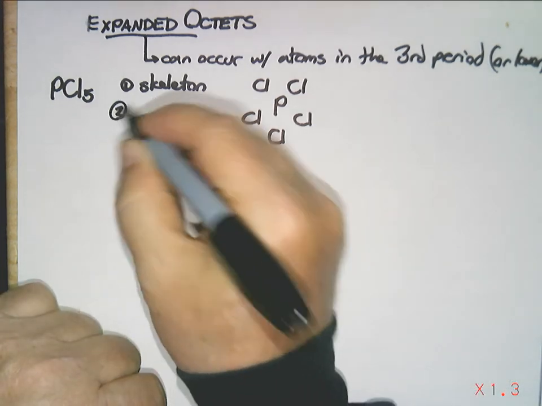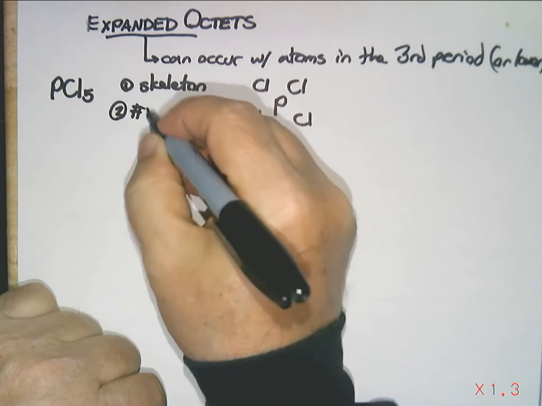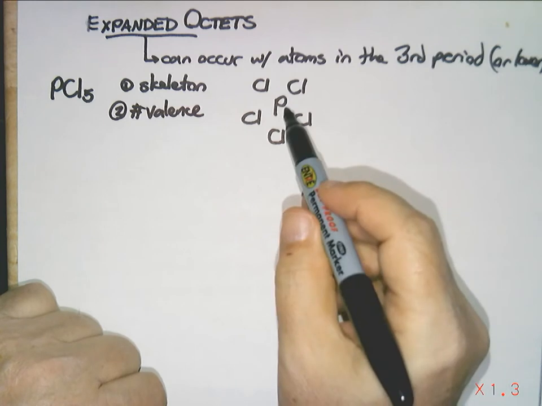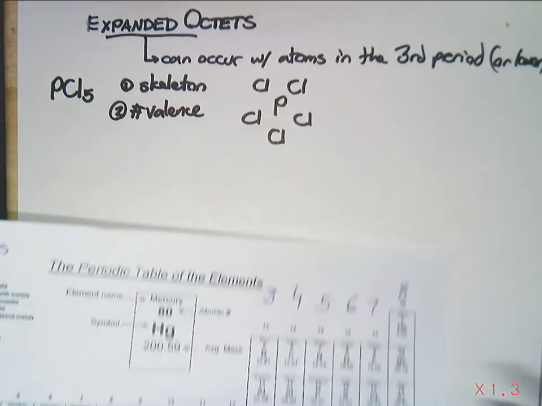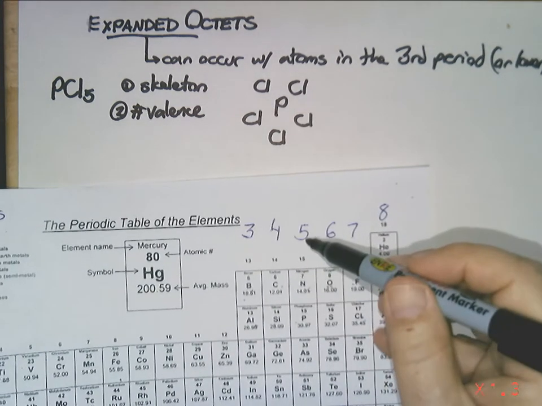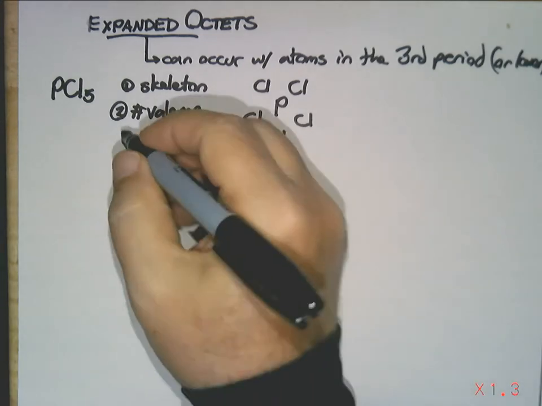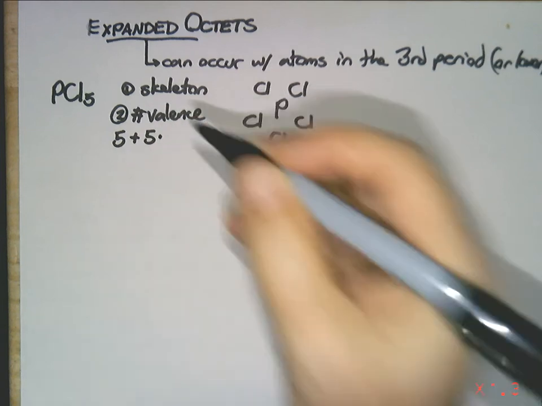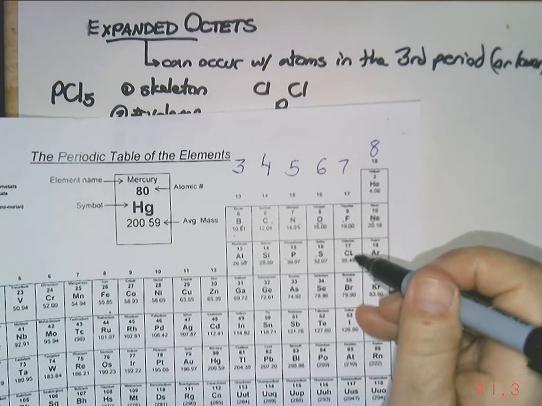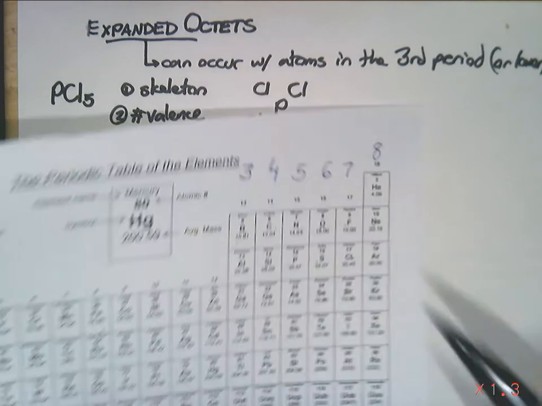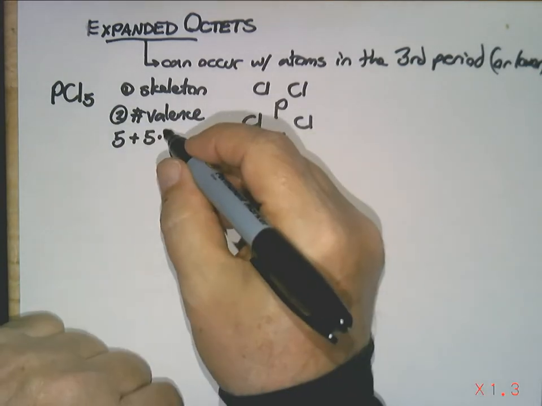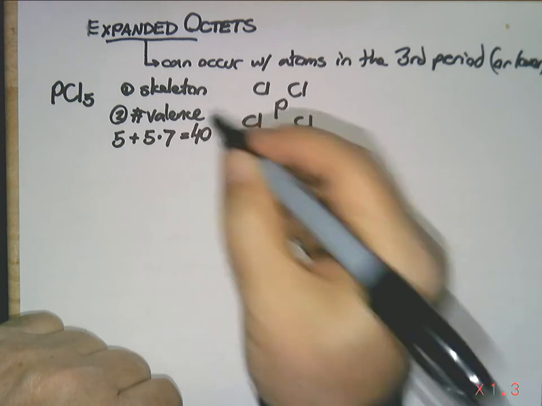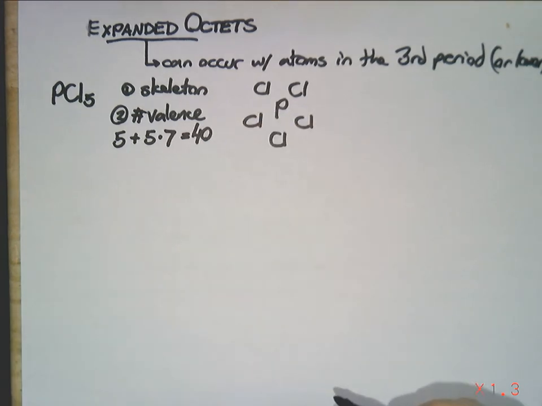Second step, count the valence electrons. Well, let's see, what do I got? I got phosphorus, which is in the column with 5 valence electrons. And I've got 5 chlorines. The chlorines are in the column with 7 valence electrons. Okay, so 40. I've got 40 valence electrons.